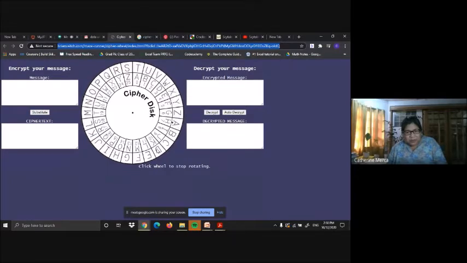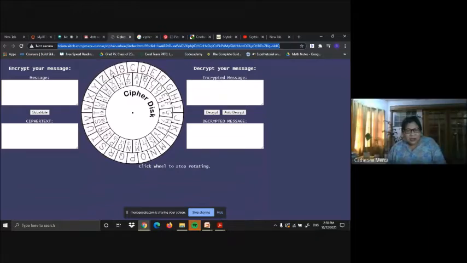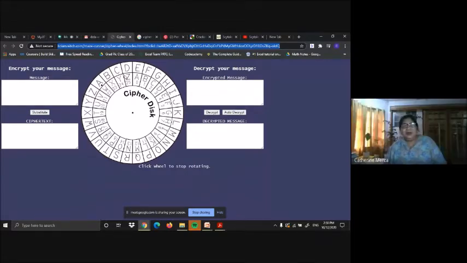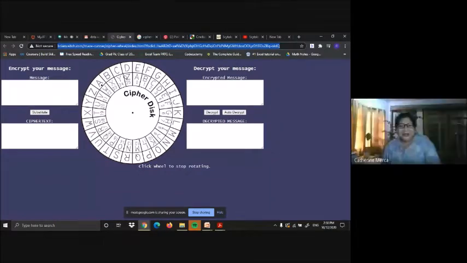Shift cipher key of 8. Ang A will be to I. Correct? Yes. Shift cipher key of, say, 22. Ang A is to W. Okay. So, nasabtan? Sige.